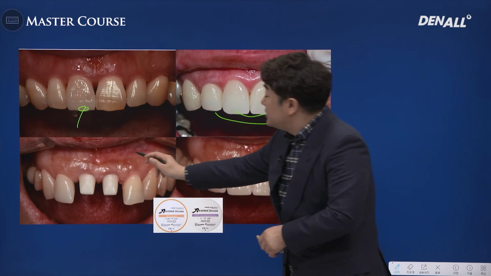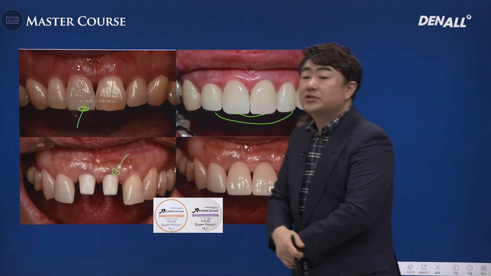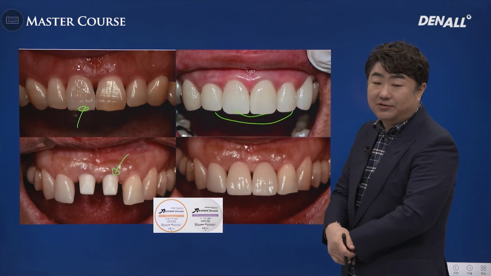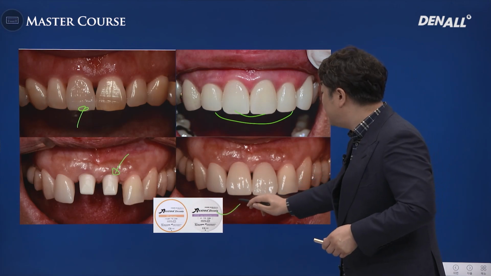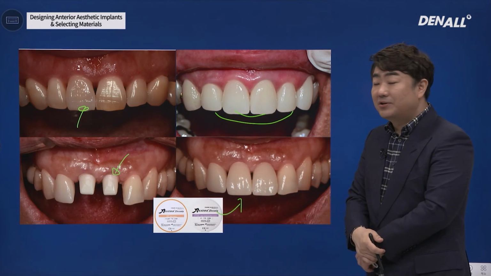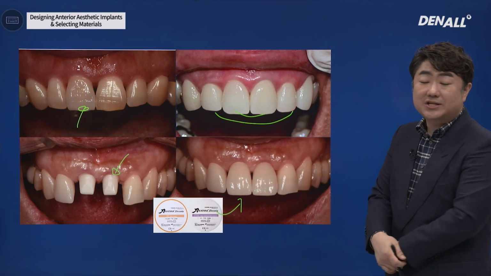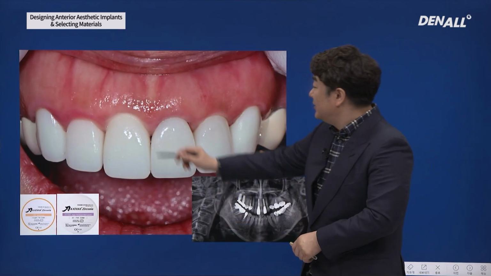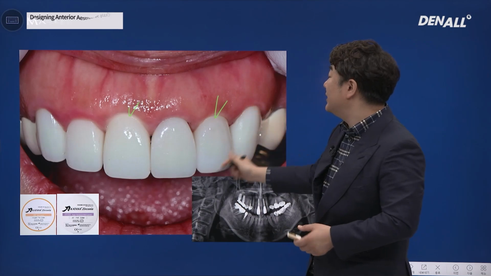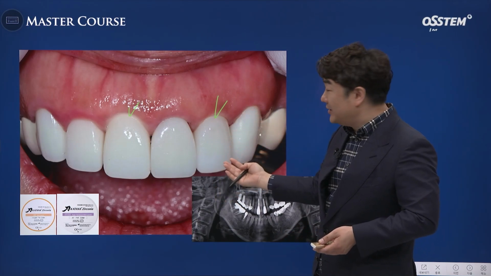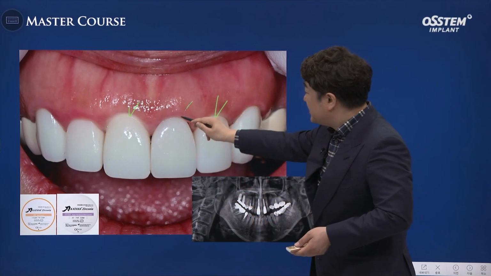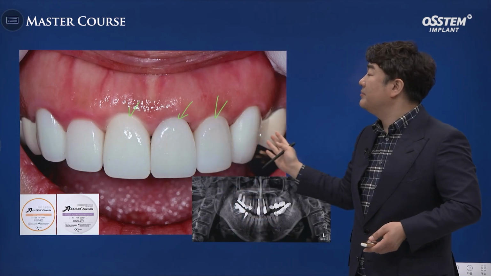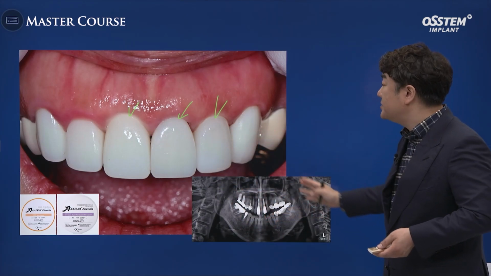Zirconia abutment. When fabricating, you need to use a block with about 1000 megapascals, and this one was about 750 megapascals, and it shows quite aesthetic results. This is the same case. These two are zirconia abutment, monolithic zirconia crown, and this is a natural tooth crown. Compared with the crown of a natural tooth, the aesthetics are quite nice.